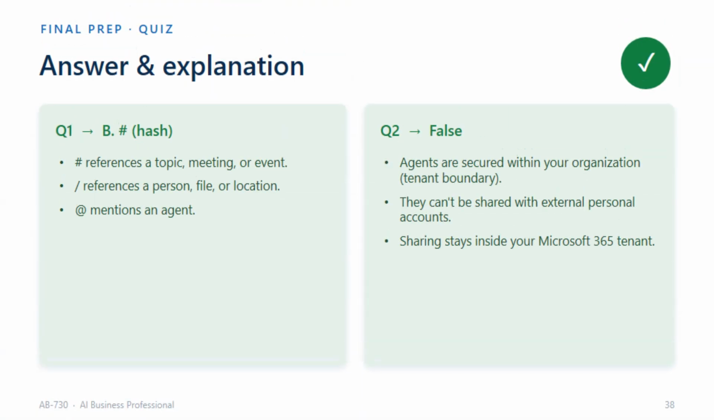For question 1, the answer is B, hash, which tags topics, meetings, or events. / references files, people, or locations, and @ mentions an agent. For question 2, the answer is false. Agents are secured within your organization and cannot be shared with external personal accounts.